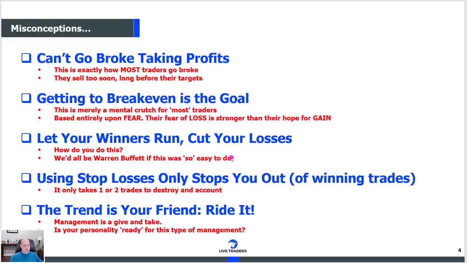How do you know it's going to go $5? How do you know it's not going to go 22 cents and then turn around and go against you? So how do you cut your losses? Oh, by getting to break even. And by getting to break even means getting out too soon most of the time. So if you can see here, these mantras are not even worth the paper they're printed on, okay? Using stop losses only stops you out of winning trades. I love this one too. If you use a stop loss, all you're really doing is stopping yourself out of a winning trade.